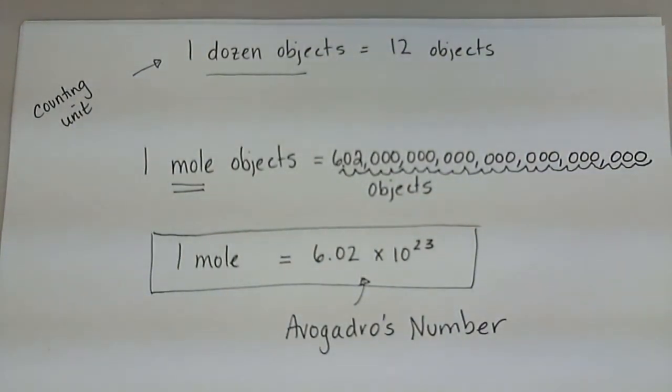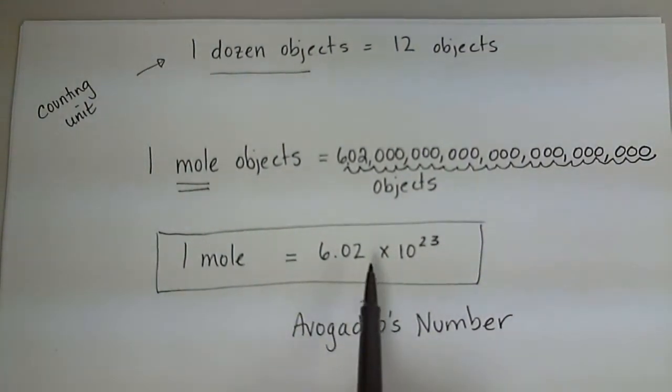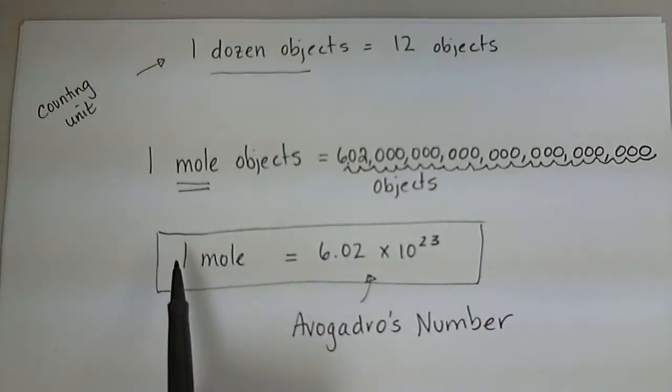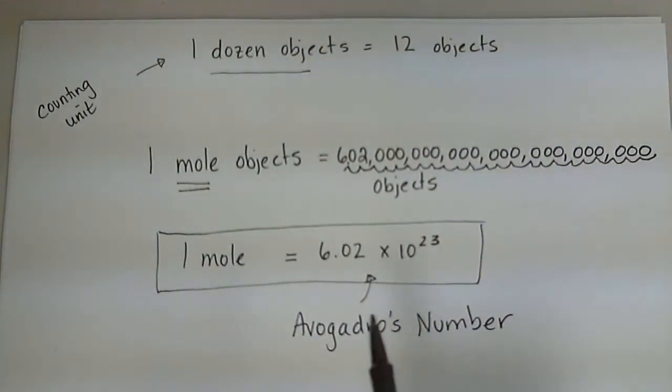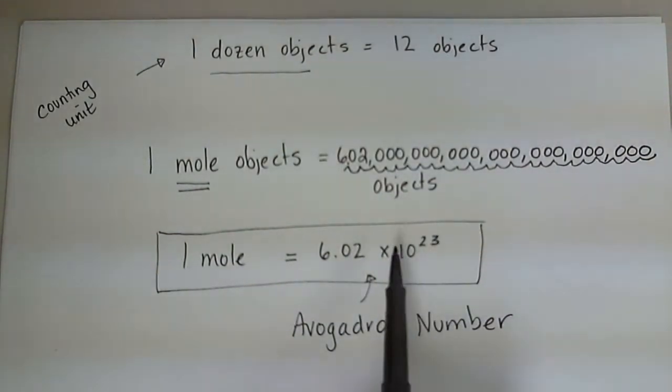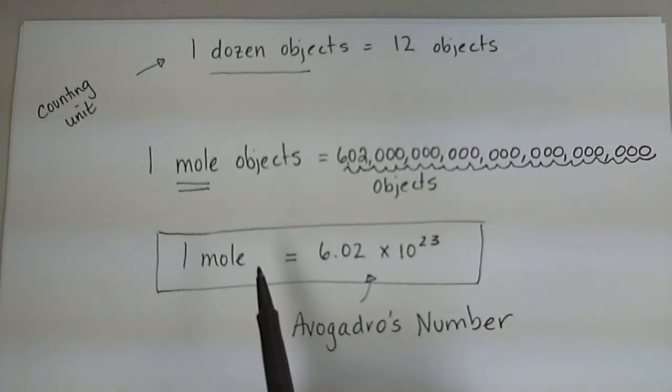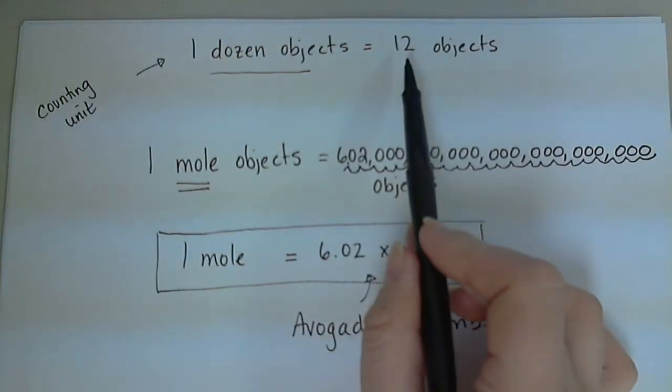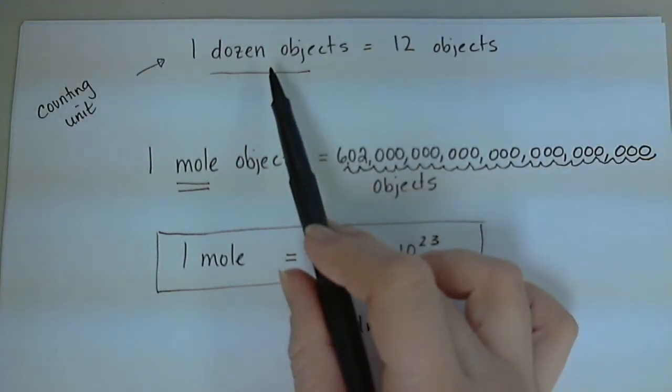And Avogadro's number is really important because Avogadro's number tells us the number of particles in a mole. So I'm going to say that one more time. Avogadro's number, which is 6.02 times 10 to the 23rd, tells us the number of particles in a mole. Just like 12 tells us the number of objects in a dozen.